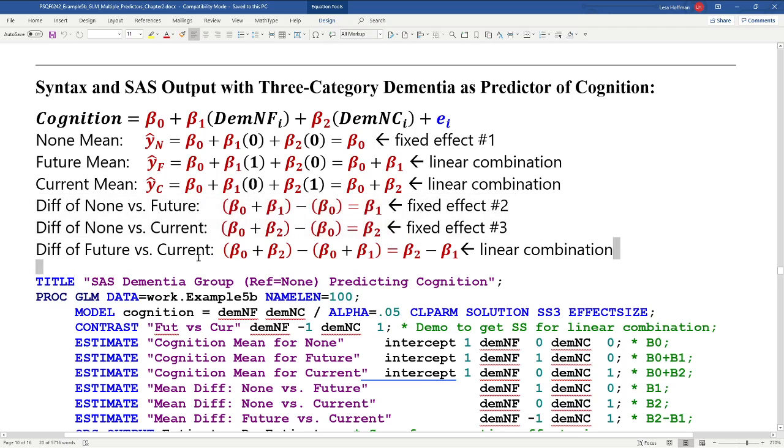And last but not least, the group difference among the non-reference groups in this type of coding scheme is always going to have to be found as a linear combination. So we have how the model gets the mean for current minus how the model gets the mean for future, and that works out to be the difference between slopes. So current minus future gives us the difference between those two group means implied by the model.